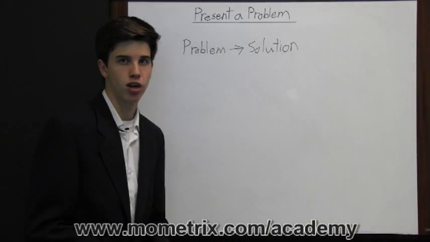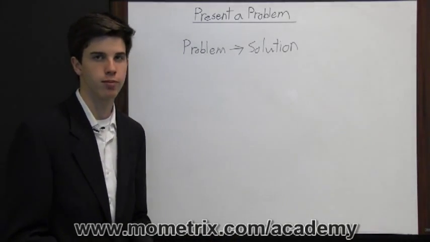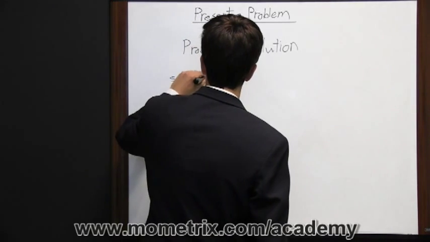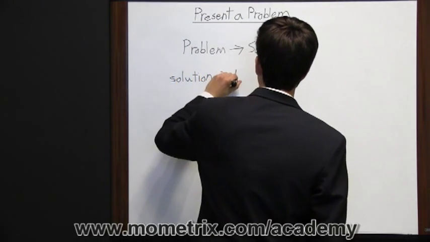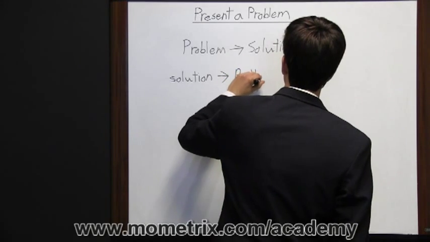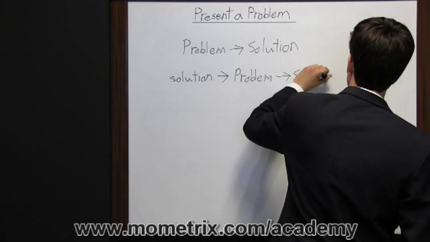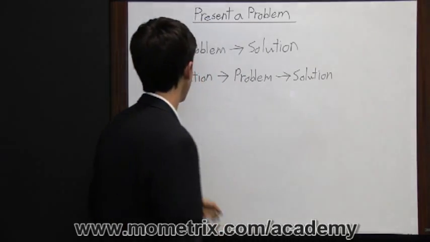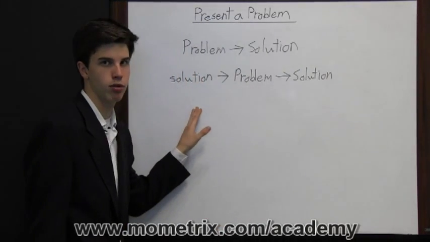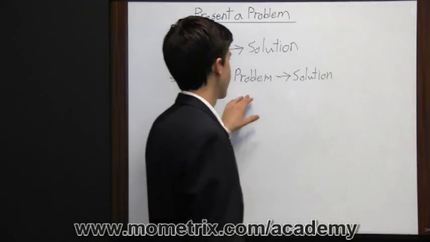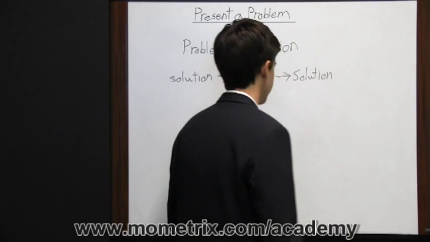Now, in some cases, the problem may already be well known to the reader. In this case, the writer may talk briefly about the solution, then talk about the problem, and then talk in more depth about the solution. Notice that I wrote solution very small here, because that's how the paper would be structured. The writer would briefly talk about the solution, then talk lots about the problem and lots about the solution.